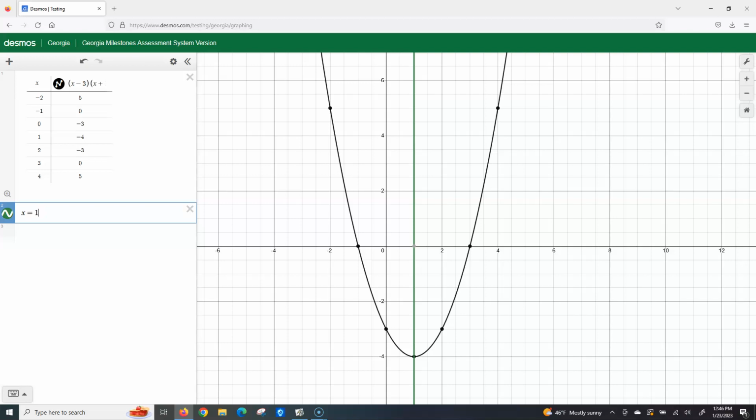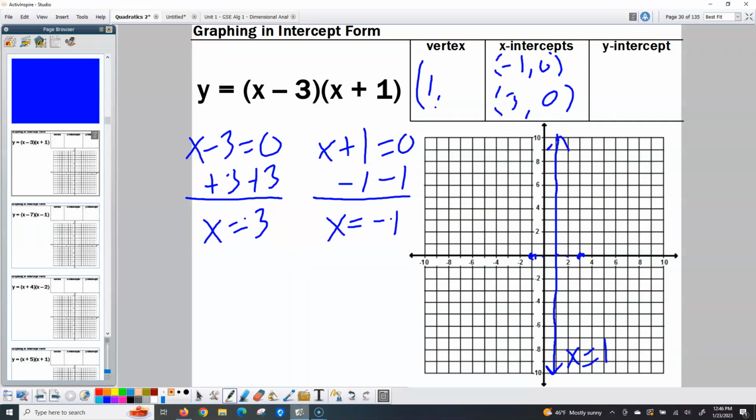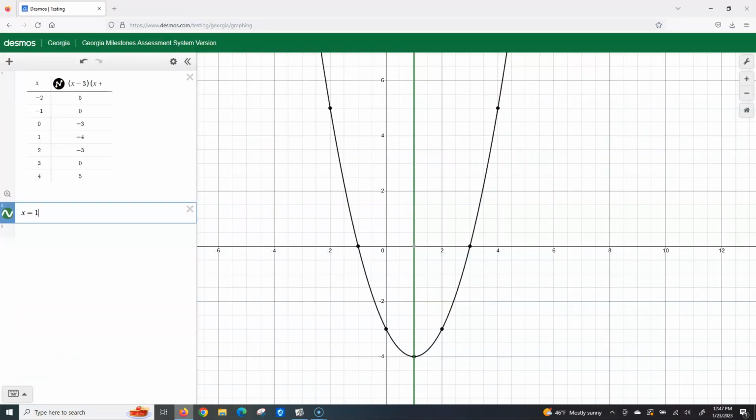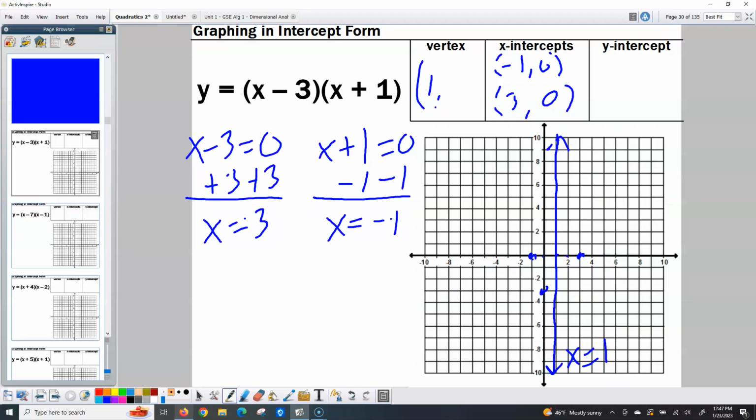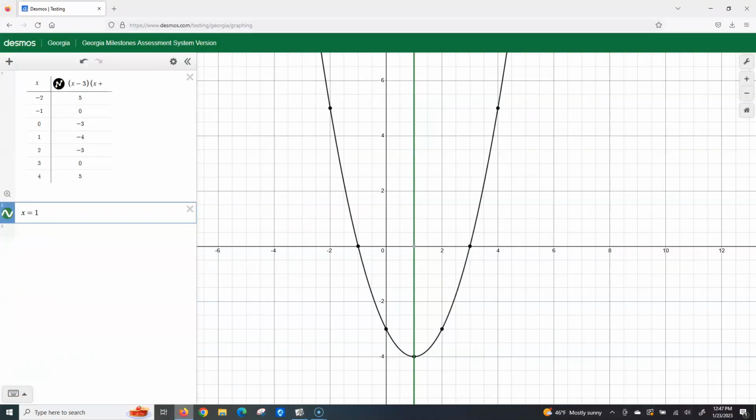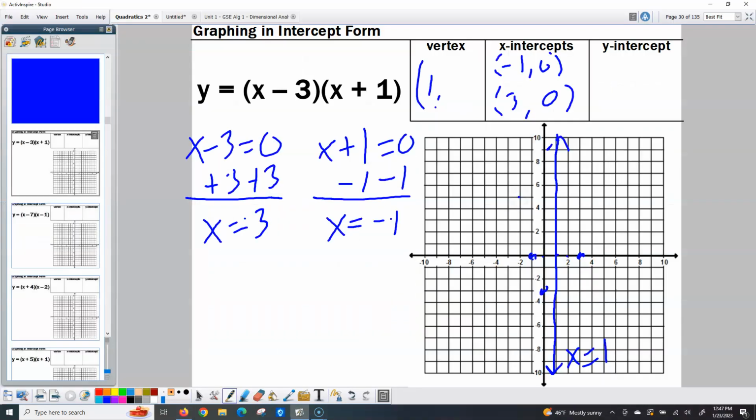So I'm going to come back over here and sketch that graph. At 0, it's negative 3. And then at negative 1, it's 0. Negative 1 at 0, we already had that. And then negative 2 and 5 is right here. And I think that my vertex was at 1, negative 4. So that goes right there.